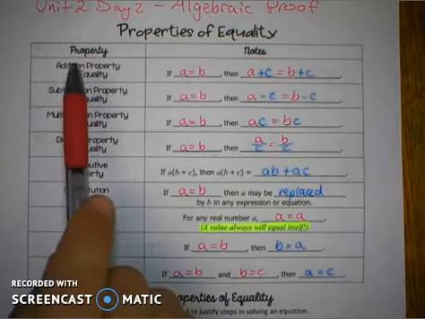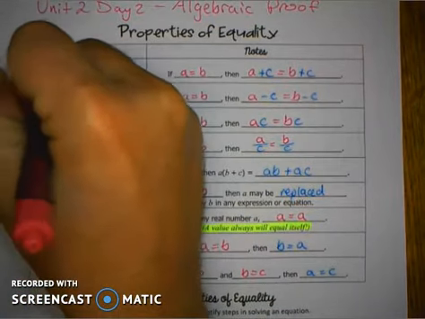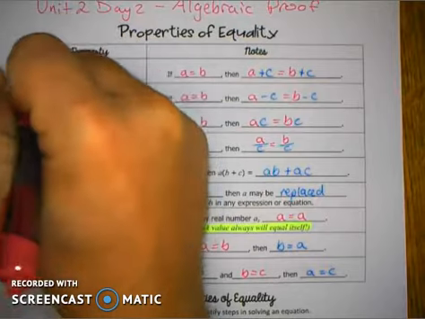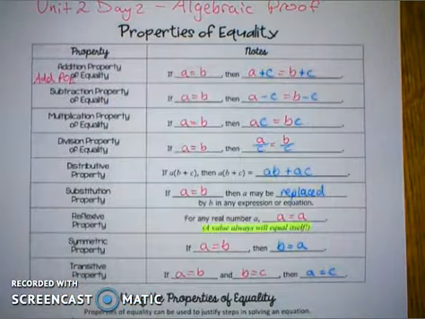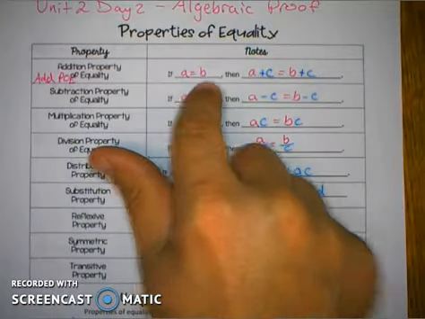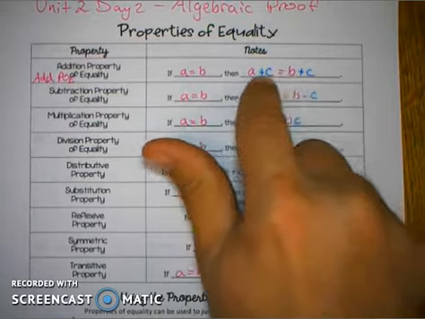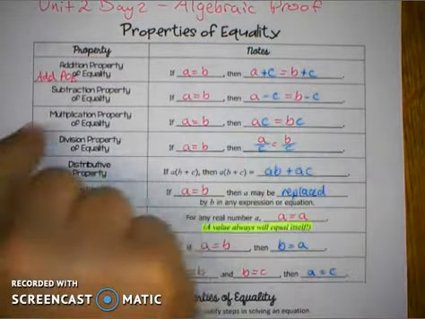All right, first of all is what we call our addition property of equality. That is abbreviated as ADD. P-O-E. That says if we have an equation, A equals B, then by adding C to both sides, it retains that same equal value. You can add C to both sides.